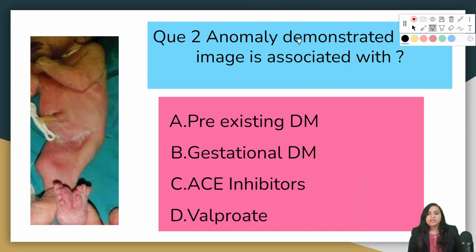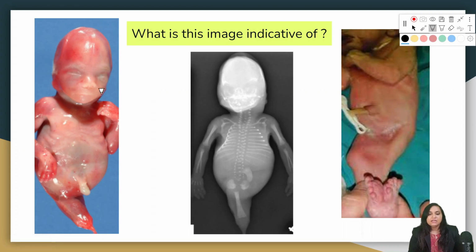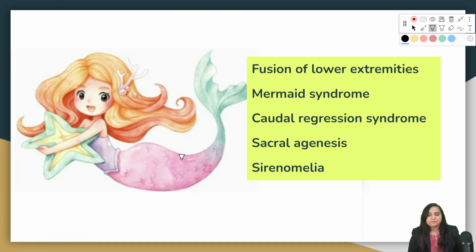Question number 2. The anomaly demonstrated in this image is associated with pre-existing diabetes mellitus, gestational diabetes mellitus, SSRI and valproate used by mother in antenatal period. What is this image showing? You can see there is a fusion of lower extremity. This is called sirenomelia or caudal regression syndrome or mermaid syndrome. This mermaid syndrome or sirenomelia is associated with infant of diabetic mother.